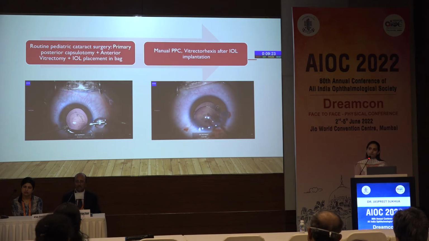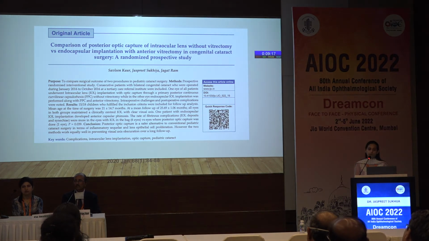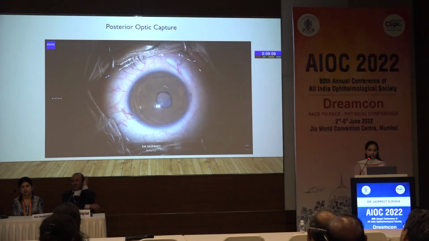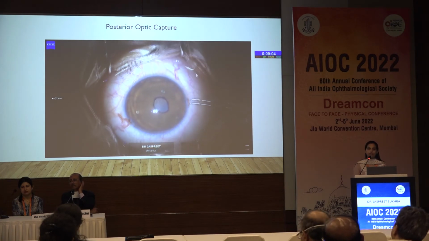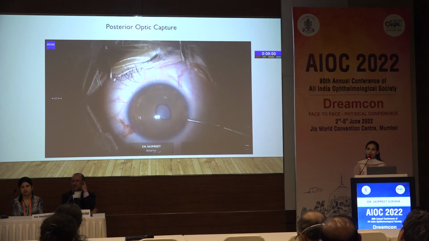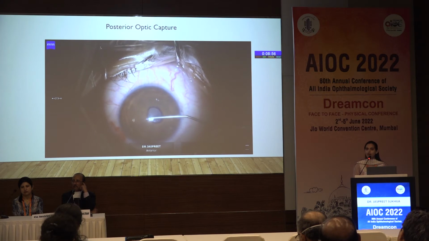So there has been a lot of no consensus on actually whether you can do a posterior optic capture without vitrectomy to implant the IOL. We did publish a paper in the Indian Journal of Ophthalmology. So this is a posterior optic capture. In this, you implant the IOL behind the posterior capsulorhexis. The idea is that you do not do an anterior vitrectomy. You just push the vitreous back and you put the IOL in the Berger's space. That is the more physiological space for the intraocular lens.